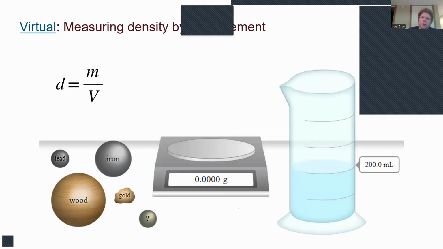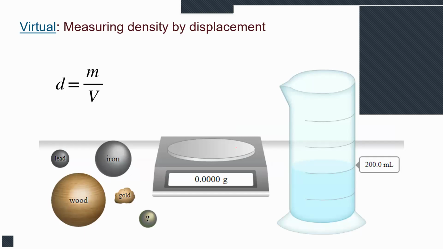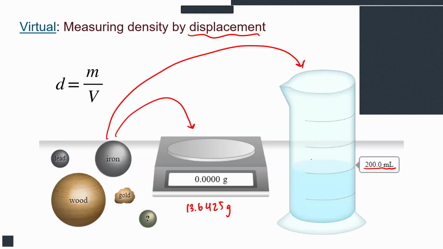Now, whenever we're determining the density of a solid, we use something known as displacement. So what we would do is, and this is another part of the activity that you guys are going to be doing, we'll take this iron ball right here. You put that on a digital balance, and that's going to tell you this is 13.6425 grams. Okay, great. Then you've got a graduated cylinder, and that's set to 200 milliliters of water. You add this iron ball to this, and let's say that the volume goes up to 245.6 milliliters.